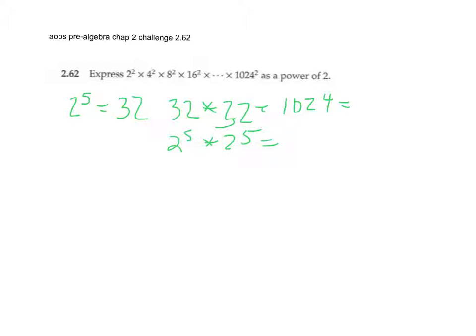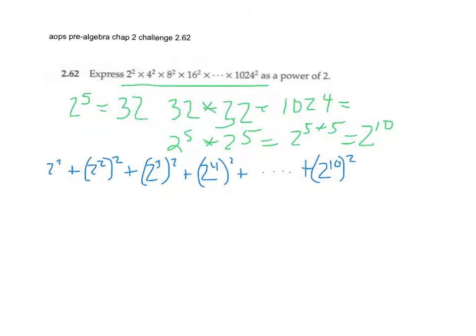But that we know is 2 to the 5 plus 5, which equals 2 to the 10th. So we know that we're going to have 10 terms all together in our series. And let's see what it looks like. So when we look at it, we see that for each term, we can change it to a power of 2. So 4 is 2 squared, 8 is 2 cubed, 16 is 2 to the 4th.